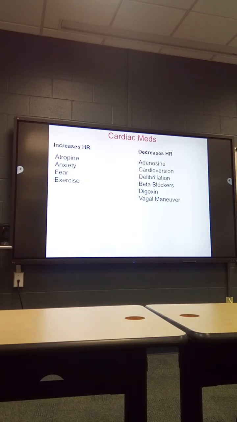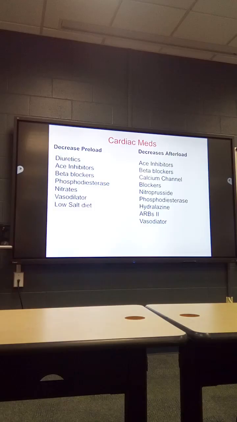So those are things that decrease the heart rate. Meds that decrease your preload. So this is making less blood go into that right atrium, correct? We're decreasing our preload. So our diuretics, because there's less fluid going into the heart, right? Because we're peeing it all out. So there's less fluid getting to that heart. Our ACE inhibitors, why is that? What does that do?